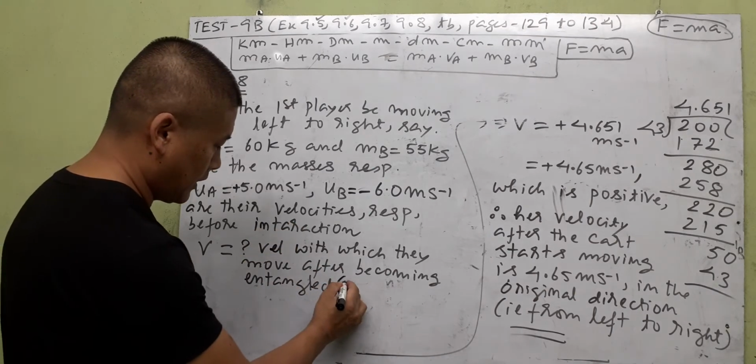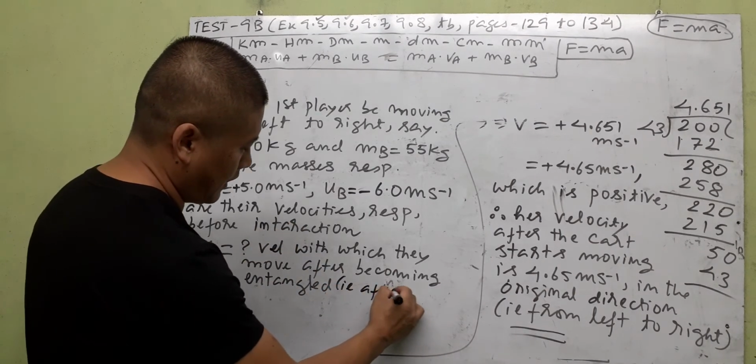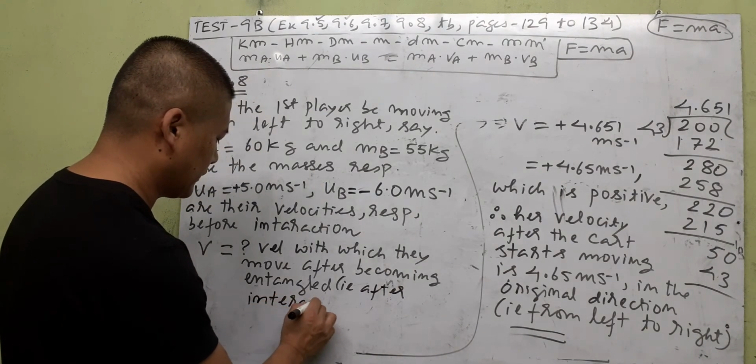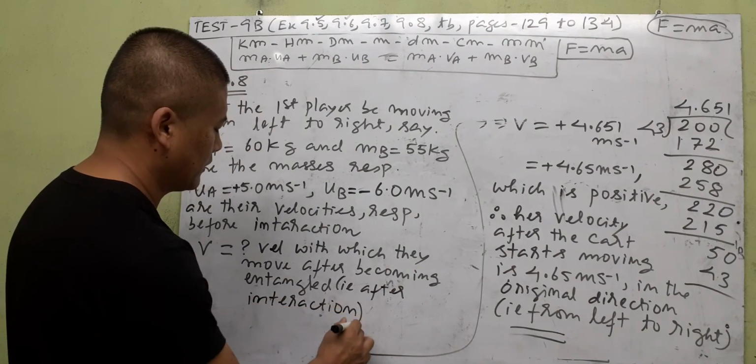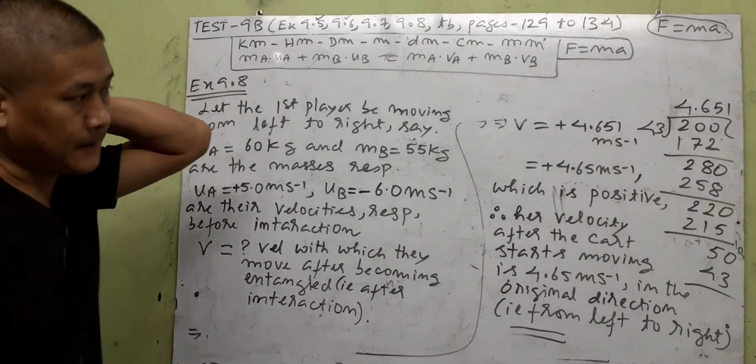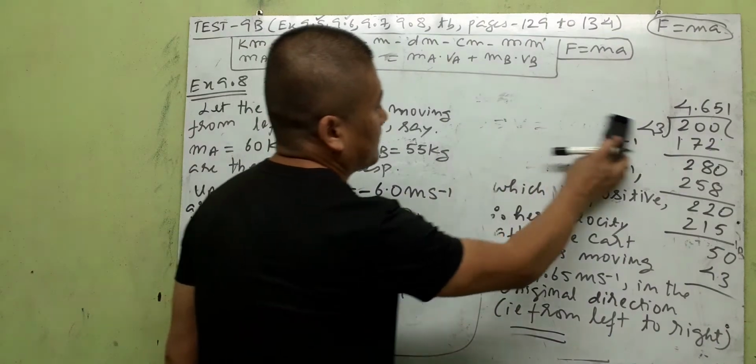So this is after interaction, if you want to write. If you don't write also, that's fine for this part. This is what we have to find, okay? So let us do that. Keep it simple.